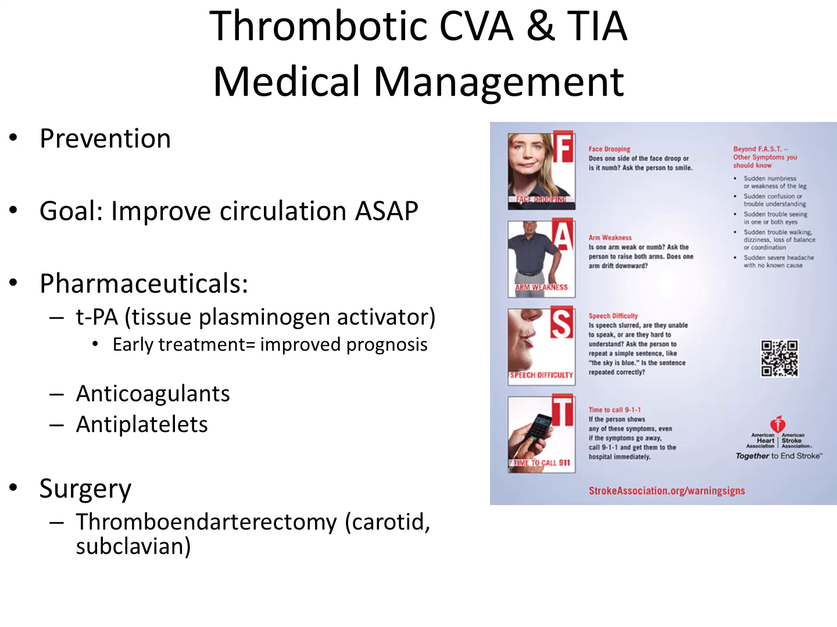Okay, in addition to TPA, which is actually a clot buster that goes in and just breaks up the clot that's in the brain, they can also use anticoagulants to help prevent blood clotting, as well as antiplatelets. There's also a kind of surgery that can help, and this surgery can be used as preventative as well. If they find that either the carotid or subclavian arteries are blocked with a large amount of plaque, then they can do something called a thromboendarterectomy, and they basically go in there and just clean out the plaque.